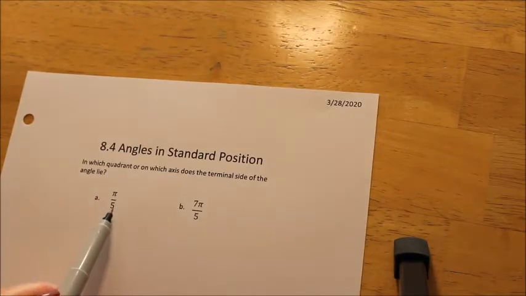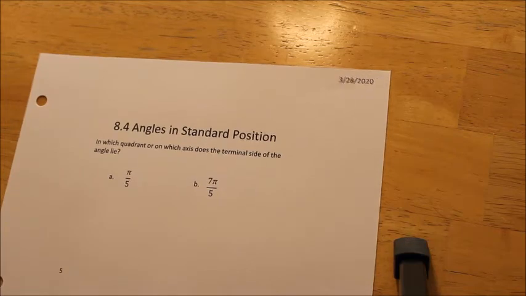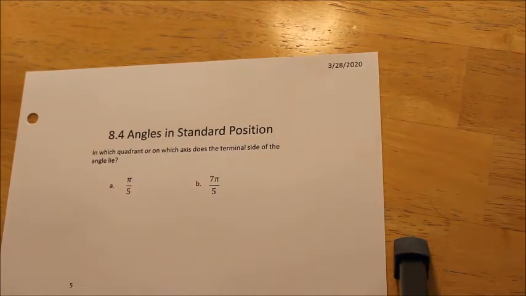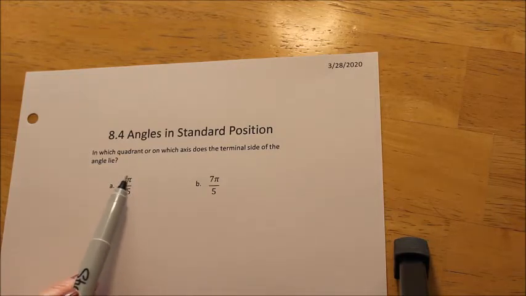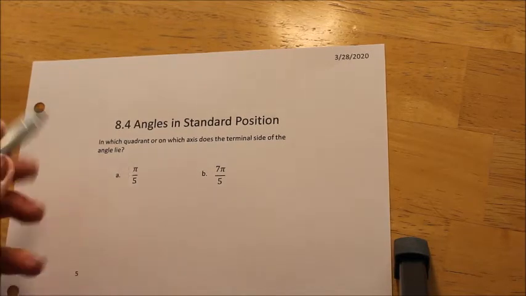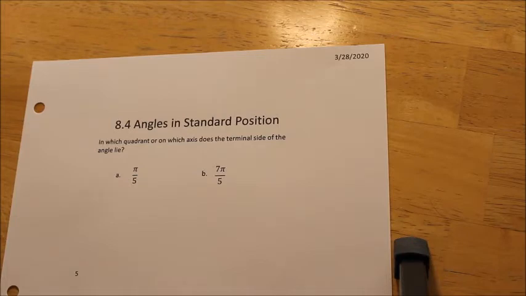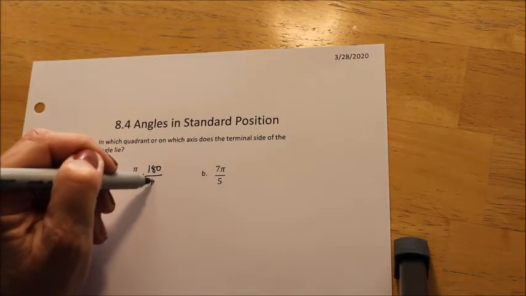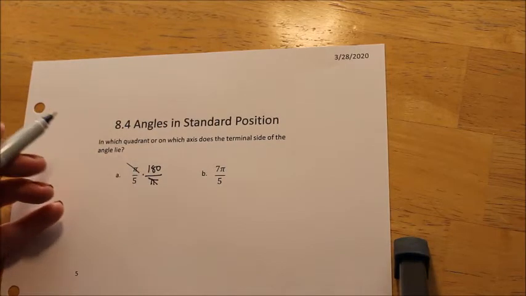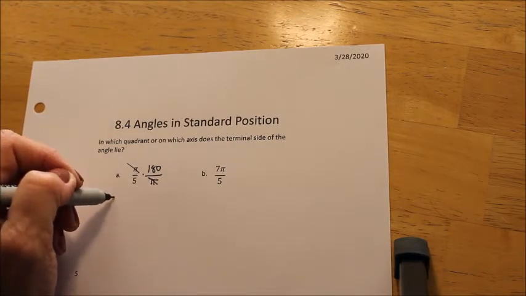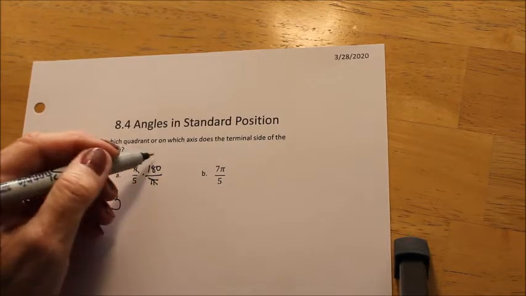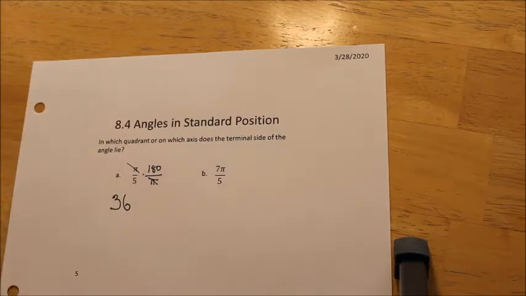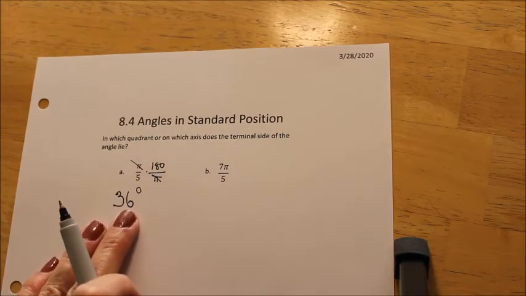So pi over 5. Personally, I am the most comfortable with degrees. I'm not exactly sure where pi over 5 is, well I do, but I'm pretending to be you. If I were a student, this is all kind of new to me, so I would probably feel more comfortable looking at degrees. In the last lesson, I taught you how to go from degrees to radians and from radians to degrees. To go from radians to degrees, you multiply by 180 over pi, and we can reduce that. 5 goes into 180, let's see, 5 into 18 is 3 times with 3 left over, and so that gives me 36. So I know that pi over 5 is 36 degrees.